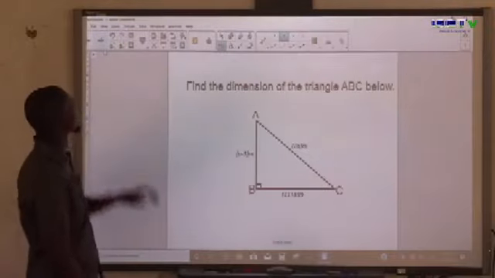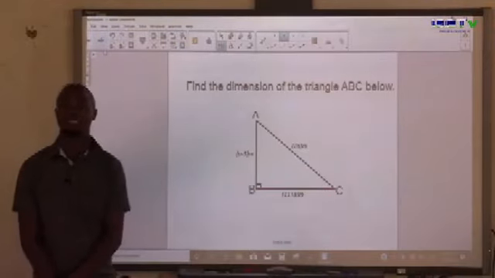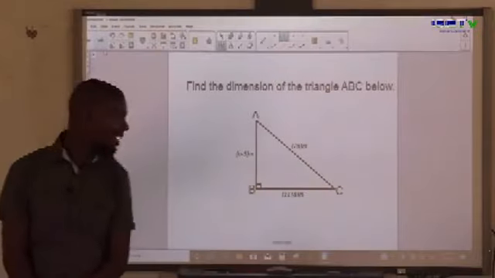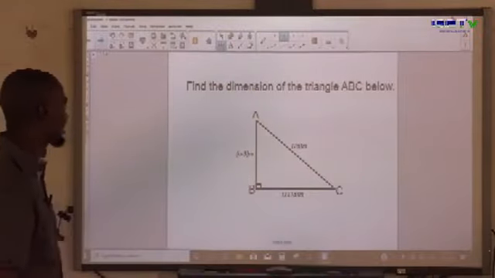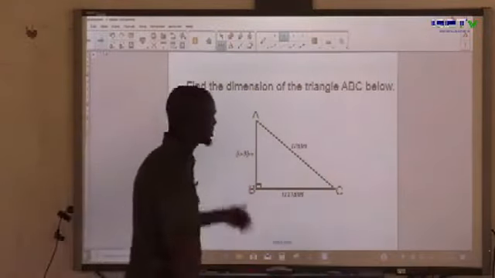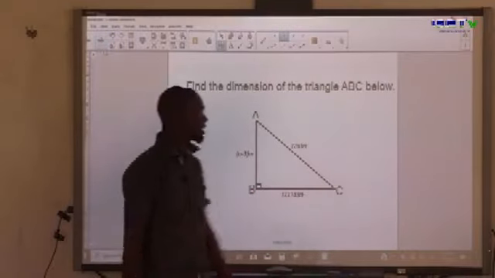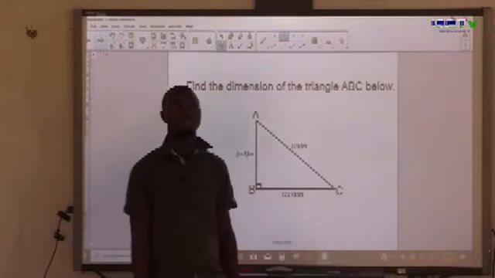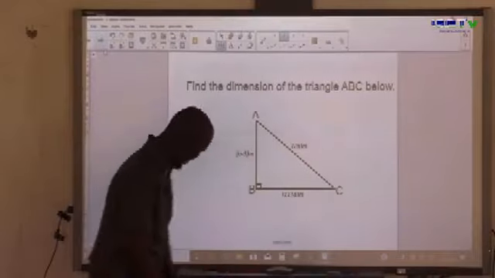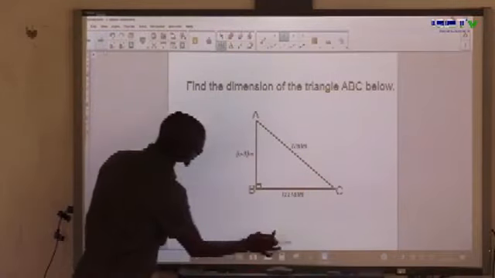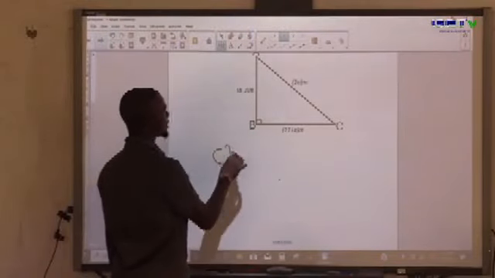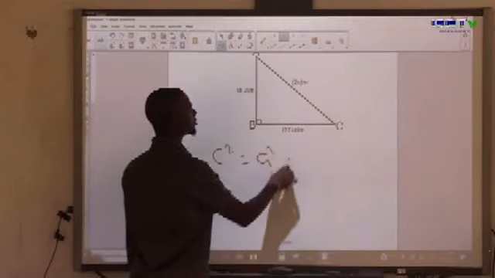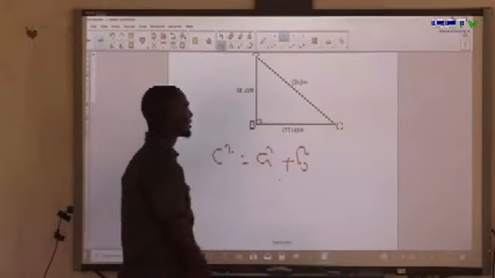The next one, this is the next assignment. Find the dimension of the triangle ABC below. You will find the sides of the triangle, meaning you have to find AB, you find BC, and you find AC to get the dimension of the triangle. How do you do that? You apply the Pythagoras theorem. What did the Pythagoras theorem tell you? It tells you C square is equals to A square plus B square.